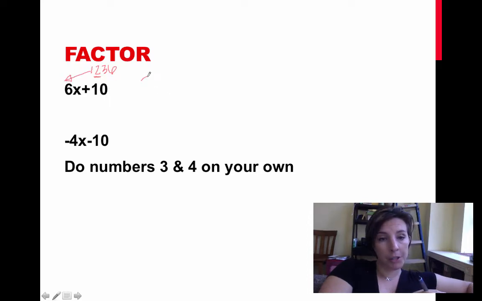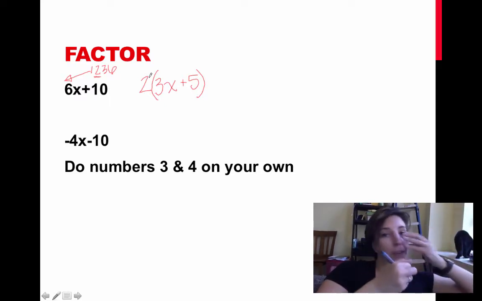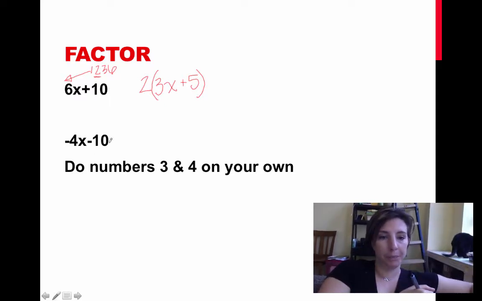So we're going to pull out our 2. So 6 divided by 2 is 3, and we cannot forget that variable. So it's 3x, keep the same sign, plus 5, because it's 10 divided by 2. I've pulled out that factor. I've divided out that factor.